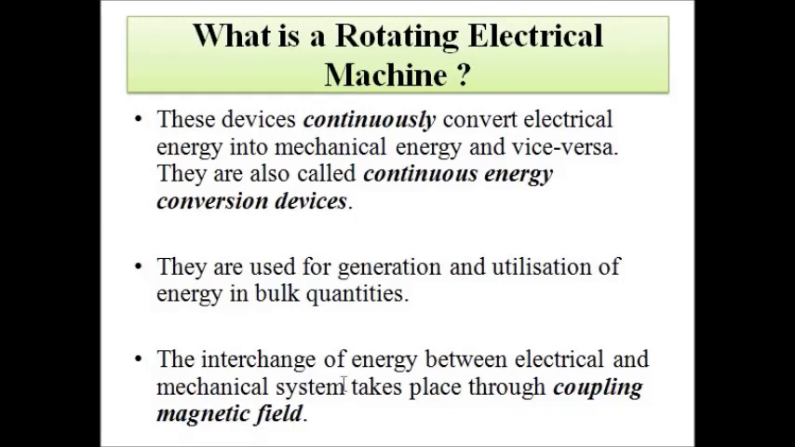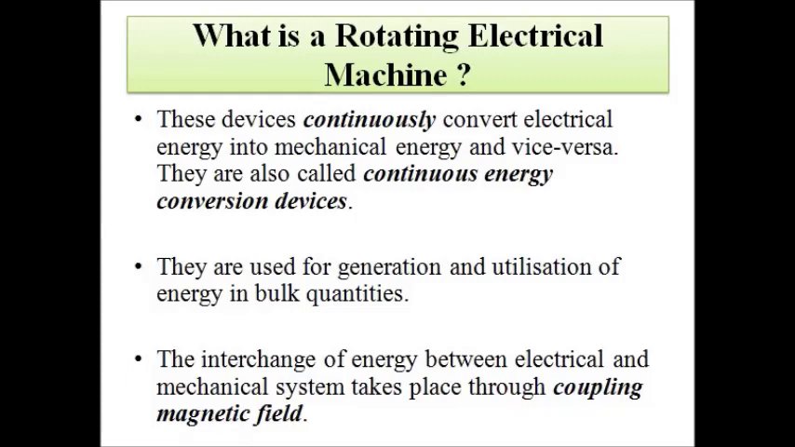As we have already discussed, a basic electromechanical machine involves an electrical system, a mechanical system, and to combine both of them we require a coupling field. The coupling field can be of two types: electrical coupling field or magnetic coupling field. But because of certain disadvantages, the electrical coupling field is not used, so the magnetic coupling field is always used in electromechanical machines. This interchange of energy between the electrical and the mechanical system involves a coupling magnetic field.